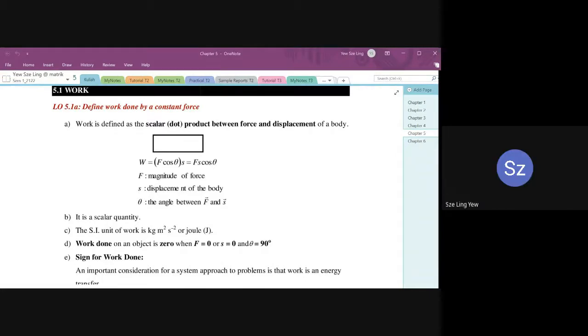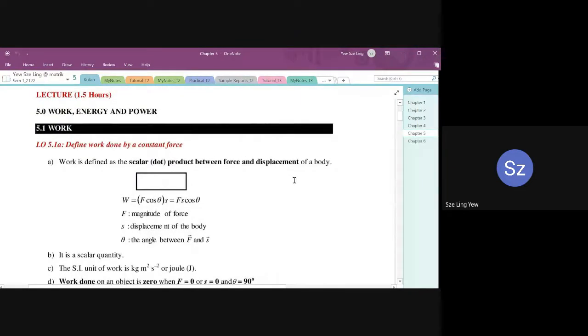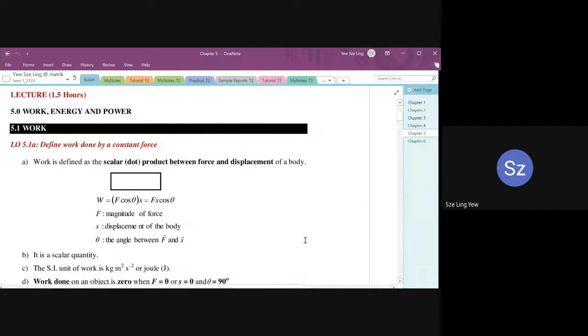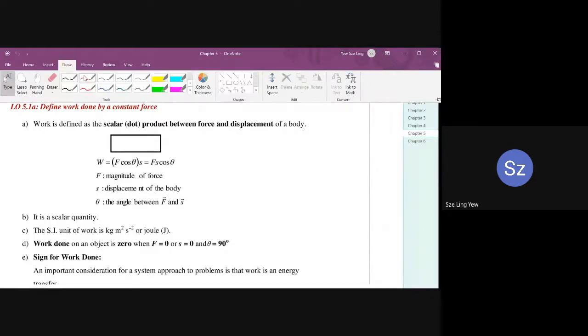Today we're going to start chapter 5. Chapter 5 is work, energy and power. There are three different subtopics in this chapter, so we're going to look at them one by one. This is quite a large topic. First, work. Let's start with 5.1.